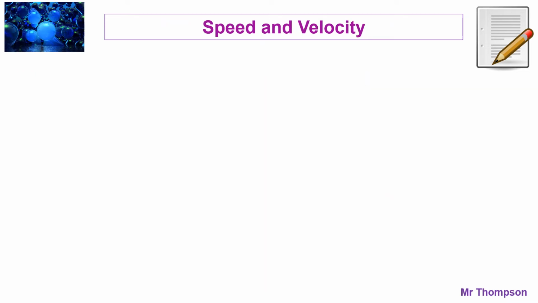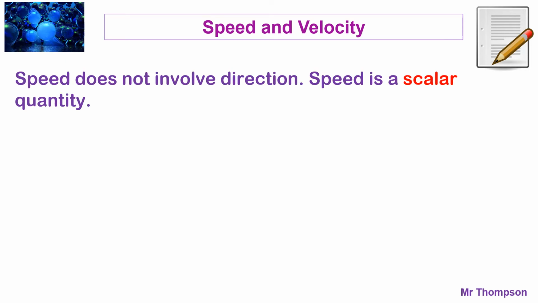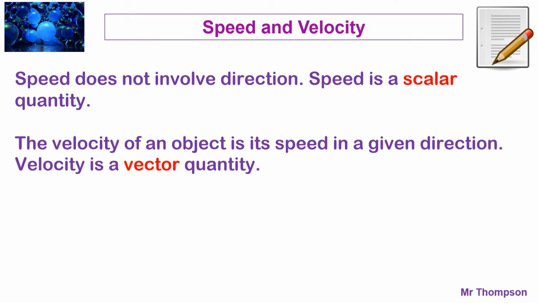And speed and velocity, you may need to take notes on this too. Speed does not involve direction. Speed is a scalar quantity. Velocity of an object is its speed in a given direction, so it's a vector quantity.